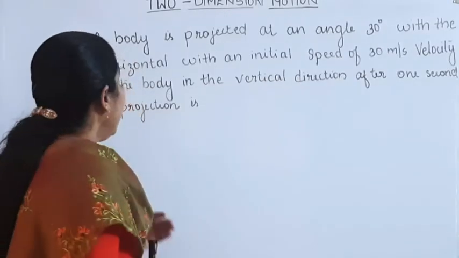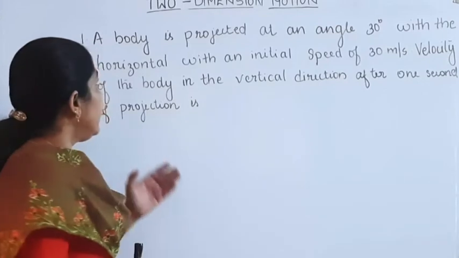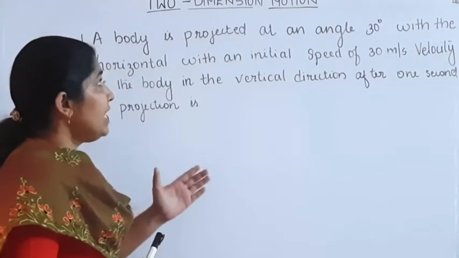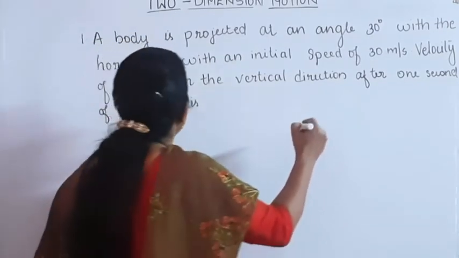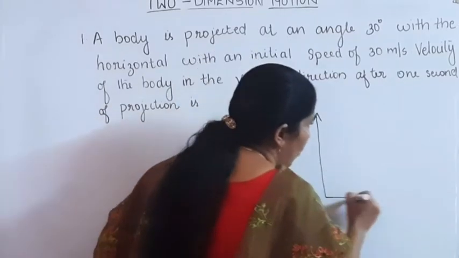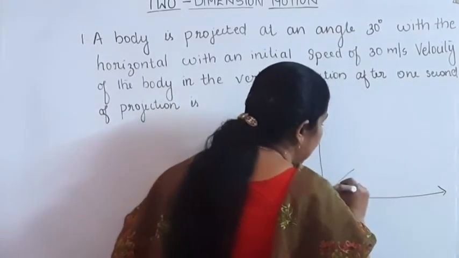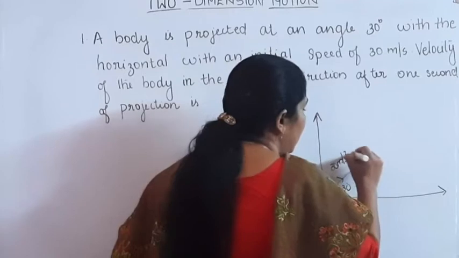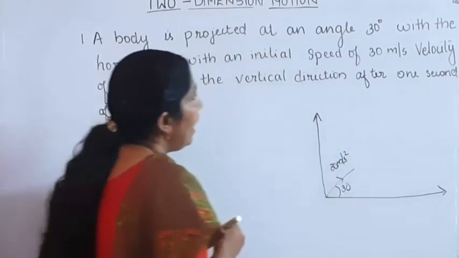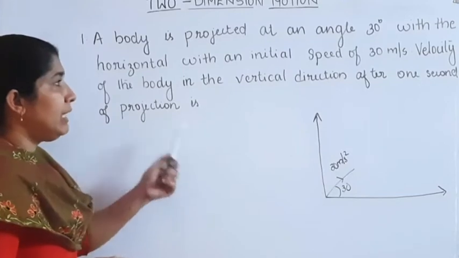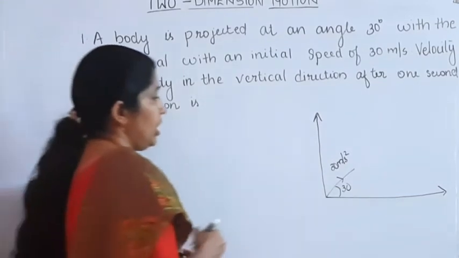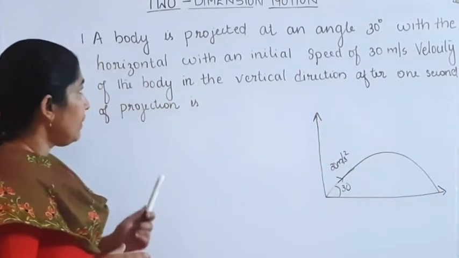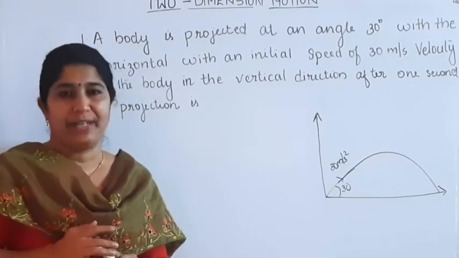First question. A body is projected at an angle 30 degree with the horizontal with an initial speed of 30 meter per second. The velocity of the body in the vertical direction after 1 second of projection is? We want to find out the vertical velocity after 1 second of projection.